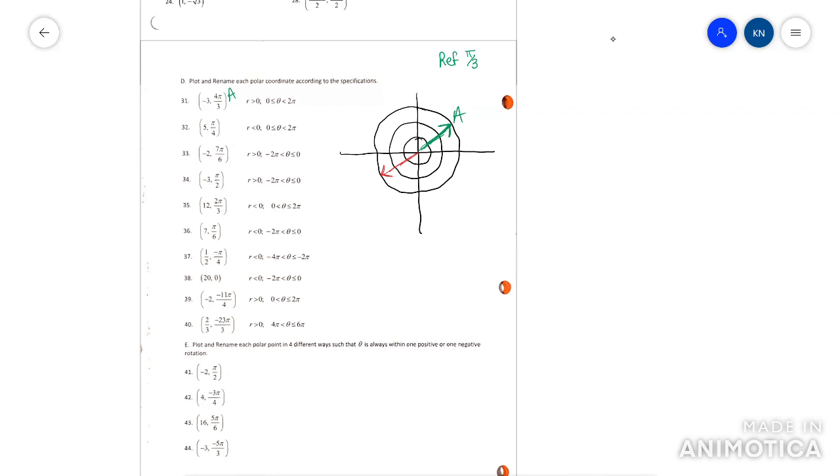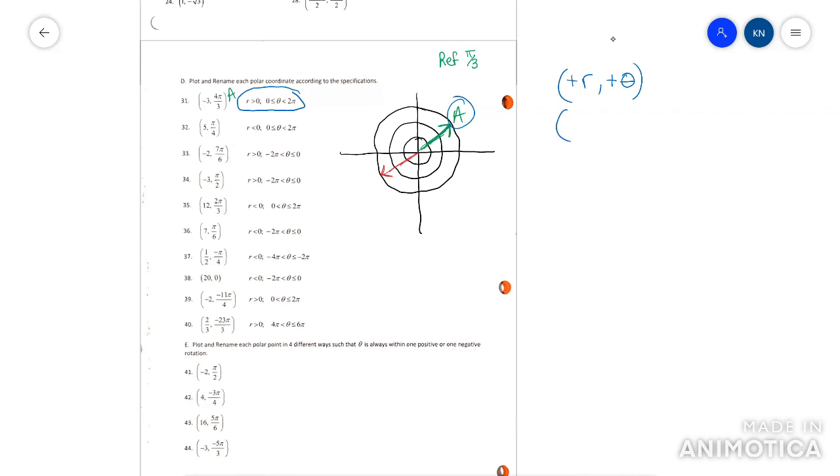Now, what they're going to do is they're going to tell me they want a coordinate for that spot with these specifications. So this means r greater than 0, so that means a positive r. And then this angle, they're saying between 0 and 2 pi, so that is a positive theta. So they want this spot, A, with a positive r and positive theta.